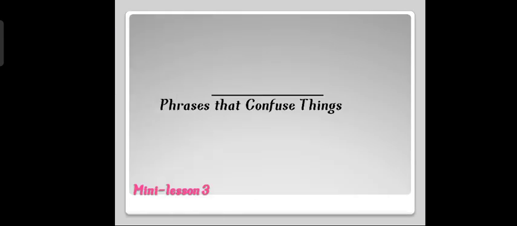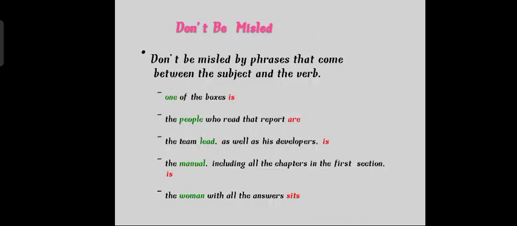Next one is phrases that confuse things. Sometimes between the subject and the verb we find some phrases. Once you check this slide, don't be misled by phrases that come between the subject and the verb. In the first sentence, one of the boxes is. One is the subject here. That's why the singular verb is is used.